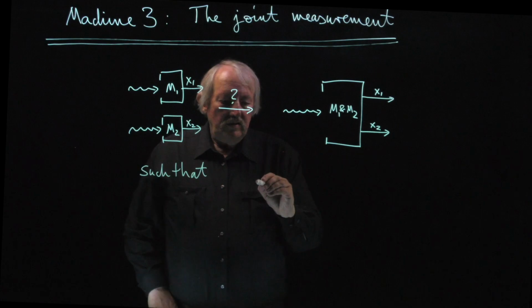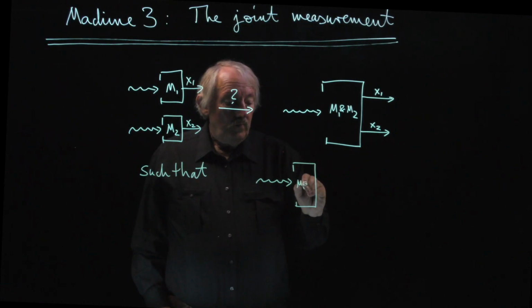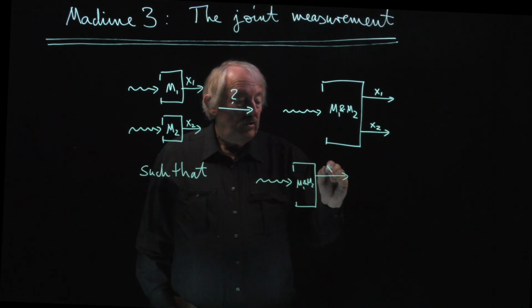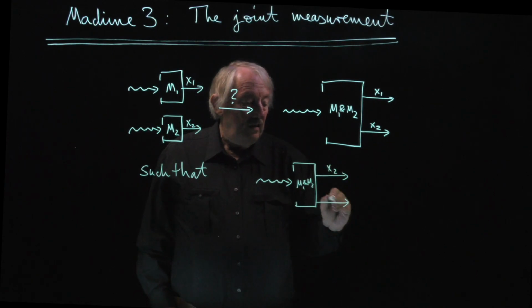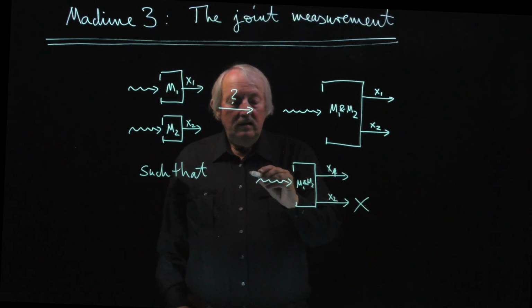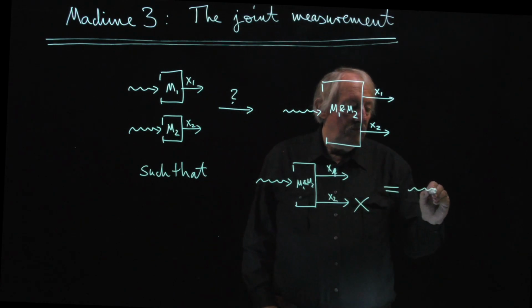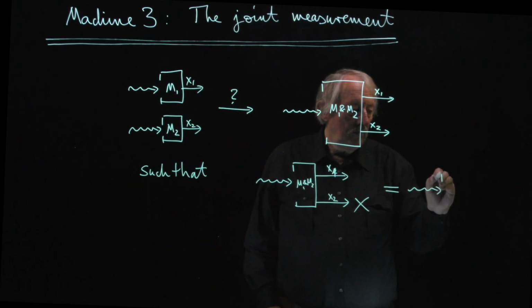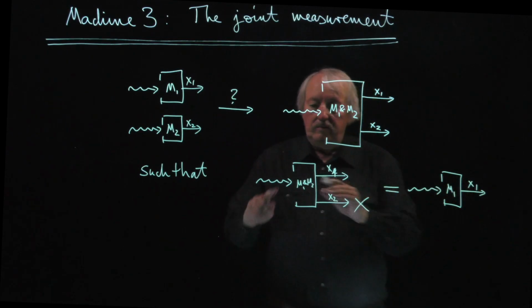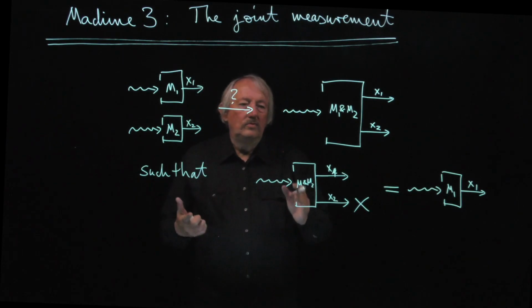well, if I just take my joint measurement device, I take the X2 output, sorry, this is X1, and I discard the second output, then the probabilities that I get would be the same as if I just use the first one, right? So again, this means statistical equivalence. So for an arbitrary preparation, I get the same probabilities. Okay, so that is a way to replace that.